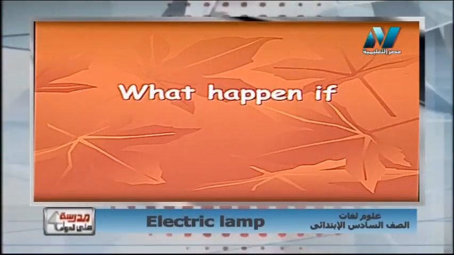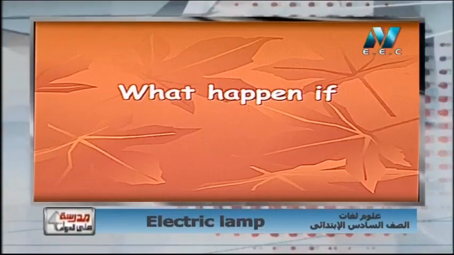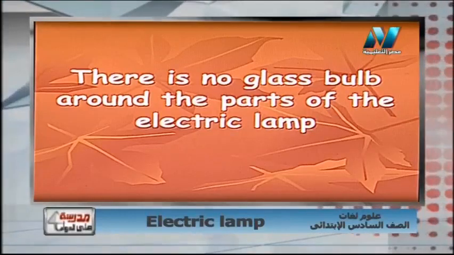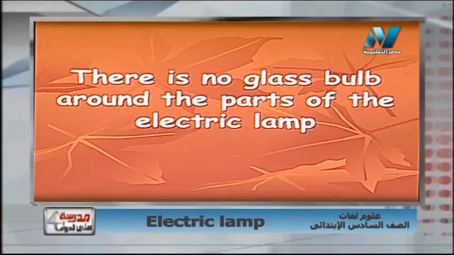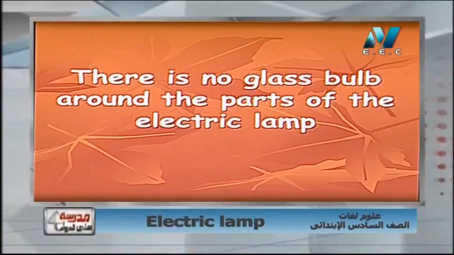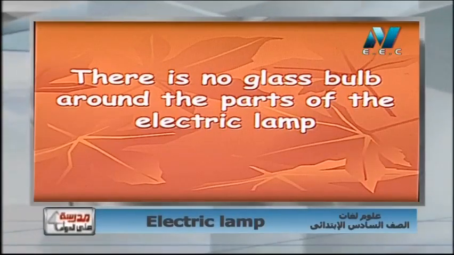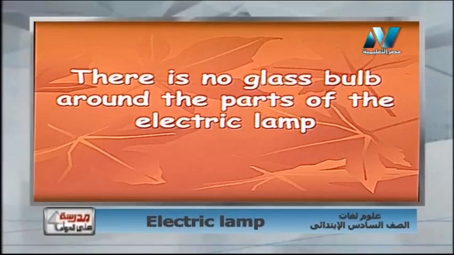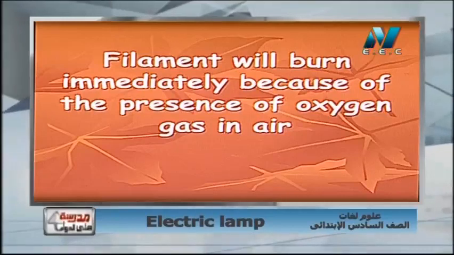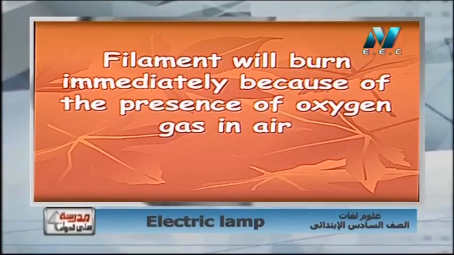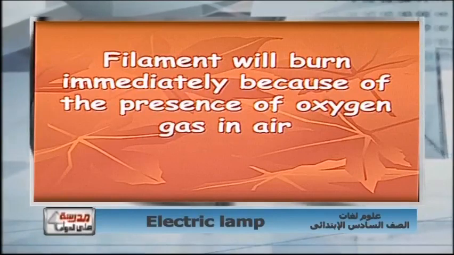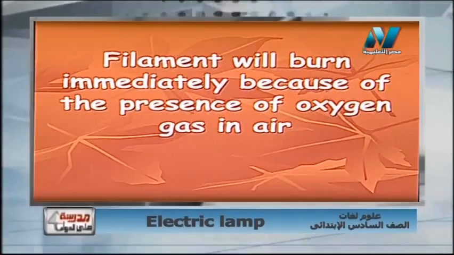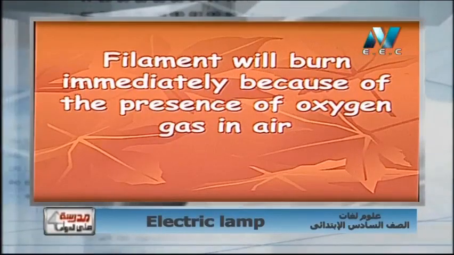What happen if? Another type of question which is that what happen if? What happen if there is no glass bulb around the parts of the electric lamp? اللي يحصل لو ما فيش glass bulb حوالين electric lamp، طبعا أكيد مش هتنور إطلاقا، مش هتشتغل أصلا، لأن في الحالة دي هيكون حصل بينها reaction مع الأكسجين جاز ويحصل burning immediately فورا. يبقى معنى كده هقول له filament will burn immediately because of the presence of oxygen gas in air. Filament هيتحرق فورا لأن هيكون في oxygen gas في الهواء.